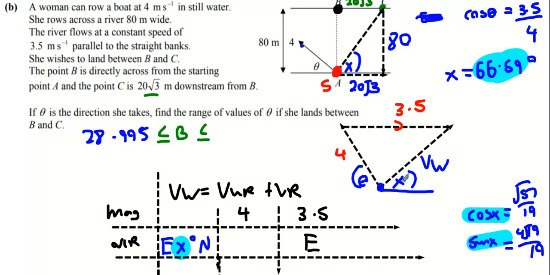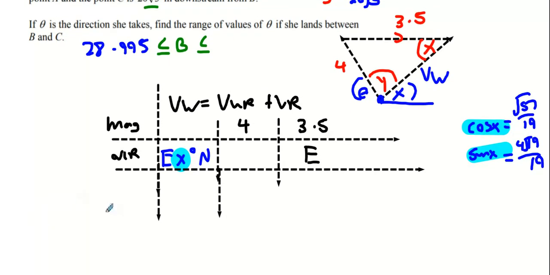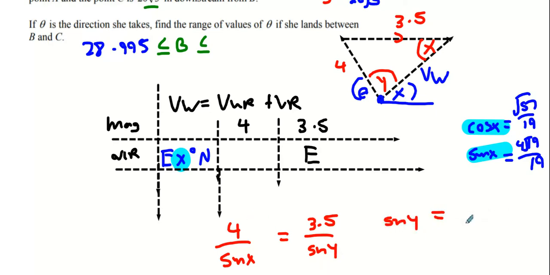Next thing I know is that using alternate angles, I can say that this is angle X. If I can find out angle X, I should be able to find out angle Y. See angle Y here? I should be able to figure that out. So here's what we're going to do. We're going to use the sine rule: 4 divided by sine X equals 3.5 divided by sine Y. And what I'm going to get here, guys, is sine Y on its own, bottom right, top left. I'm going to get 3.5 sine X, and I'm going to divide that by 4.